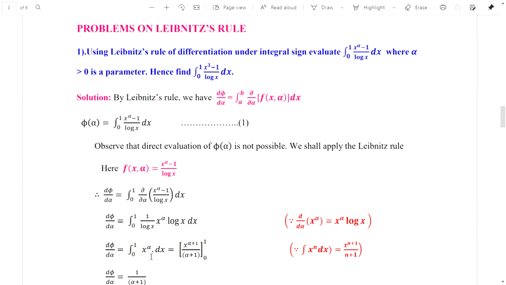This is in the form of x to the power n. We are doing integration with respect to x, so alpha is treated as constant here. So the integration of this will become x to the power alpha plus 1 by alpha plus 1 from 0 to 1. If you apply the limit, upper limit is 1 to the power alpha plus 1, which is nothing but 1, minus 0 to the power alpha plus 1, which is nothing but 0. So 1 minus 0 is 1, divided by alpha plus 1 is written as it is.